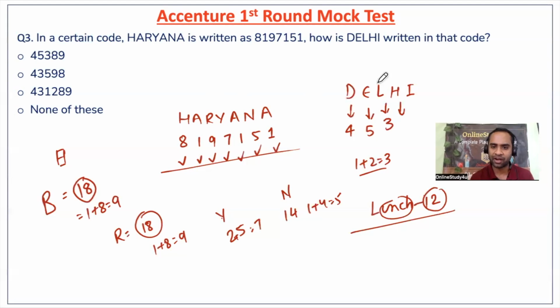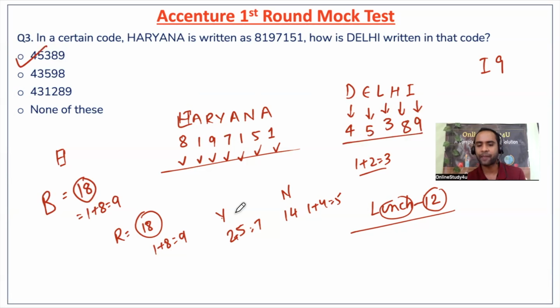Now H is what? If we close this, then it will look like 8. So 8, and I, right? We can write it like this also. So I looks like 9. So 4, 5, 3, 8, 9. Option A is the correct answer, right?